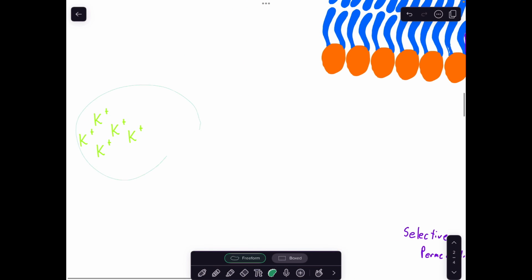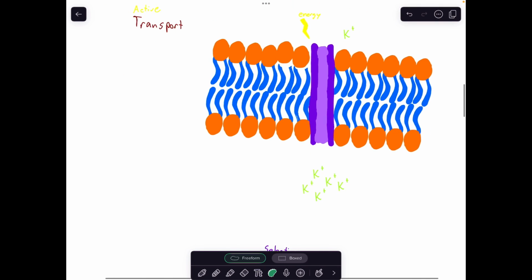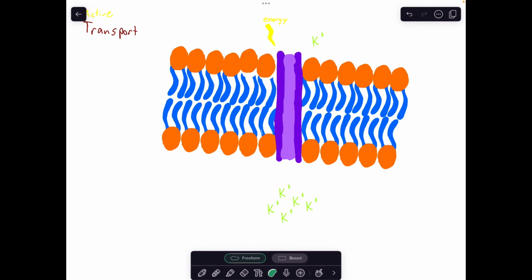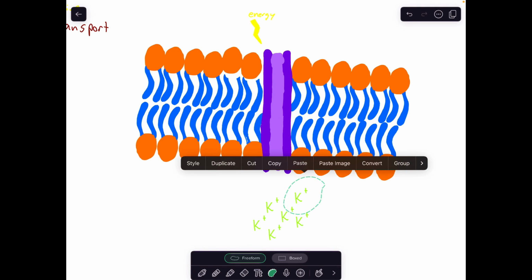So let's grab a lot of potassium here. Let's bring this over here. So here, we have a concentration gradient. We have 1 potassium versus 5 potassium. So what would happen is, let's say we're having active transport, this potassium would actually flow against the concentration gradient to the other side. This is where we would see this.